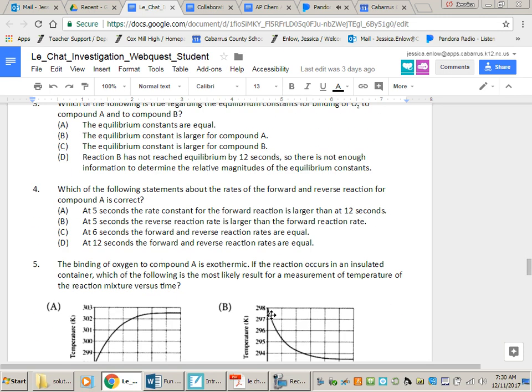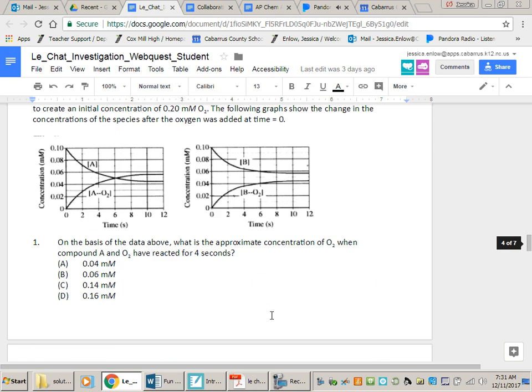Number 4, what do we say? Which is true about the forward and reverse reaction for compound A? A, B, C, D, let's get a little hand raise. Right, one group was correct. You did have to look at the time specifically, but if you look at 12 seconds, D. Notice what's true at 12 seconds for both of these situations.